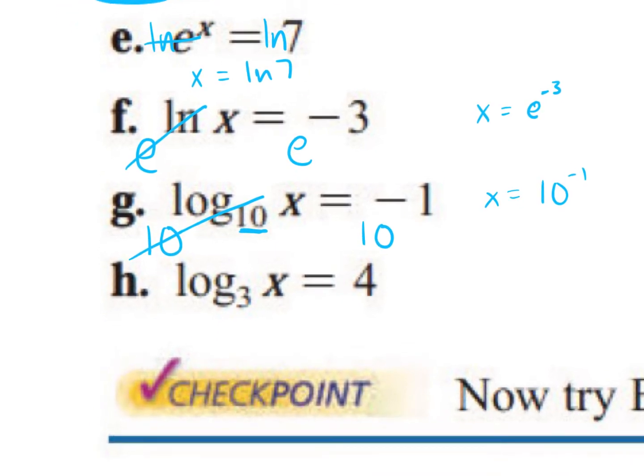And then h is the same thing. Whatever my base is, I make my big base that. So 3 to the power of log base 3 cancels. So I'd be left with x is equal to 3 to the 4th power.